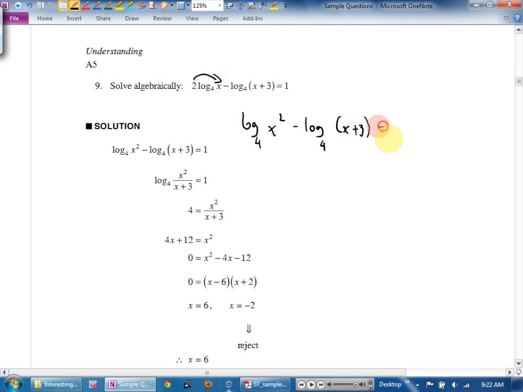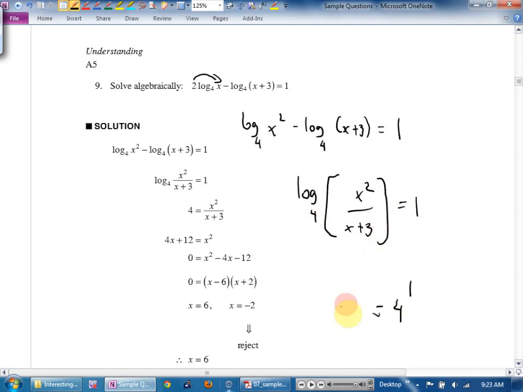What's subtracting 2 logs the same as? Dividing. So this is the same as the log base 4 of x squared all over x plus 3 equals 1. Do I have 1 log equals 1 log? So can I cancel? No. Where is my x sitting? Inside a log. What do I do then? Write things as an exponent. This to the power of this equals what's inside the log.